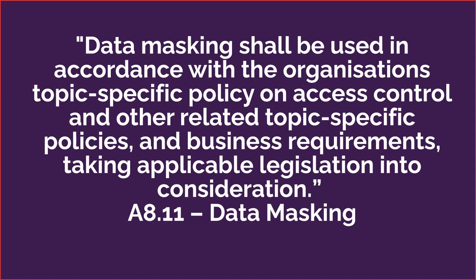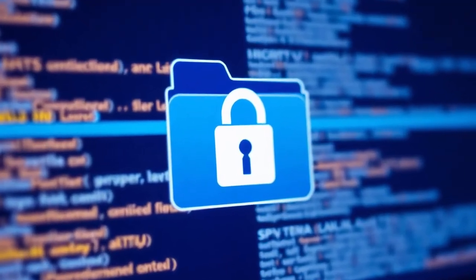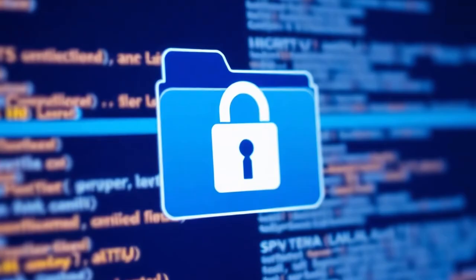What does it state? Well, it simply states that data masking shall be used in accordance with the organization's topic-specific policy on access control and other related topic-specific policies and business requirements, taking applicable legislation into consideration. So to be clear, data masking prevents unauthorized personnel from reading information or data. And just note here, it mentions topic-specific policy on access control and other related topic-specific policies. So there's a few things in here that we need to consider. But let's try and bring this to life a little.